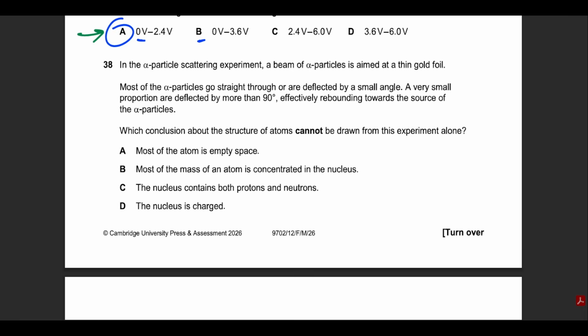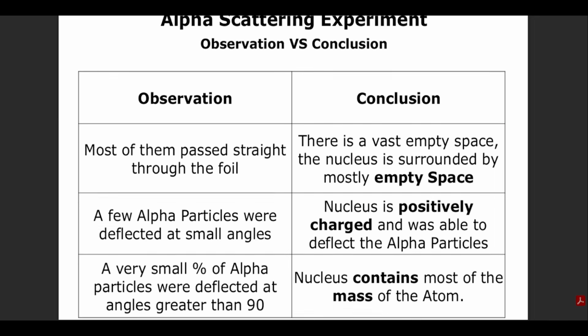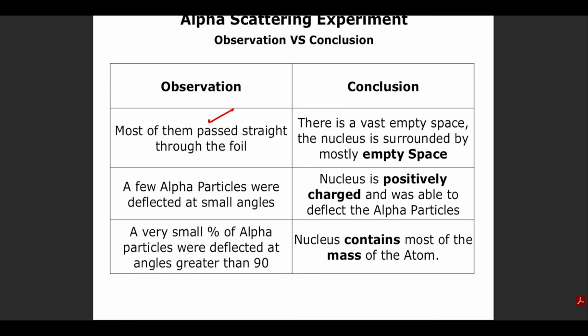Question number 38 is, in the alpha scattering experiment, the alpha beam. Now notice that this question is primarily from IGCSE and O-levels. I will show you what the examiner means by this. So these are the observations and conclusions. We understand that most of the alpha passed straight through, which told us that this is empty space. A few alpha particles are deflected at small angles, which means that the nucleus or whatever is at the center is positively charged. And a very small percentage of alpha actually came back, which means that the nucleus contained most of the mass of the atom.